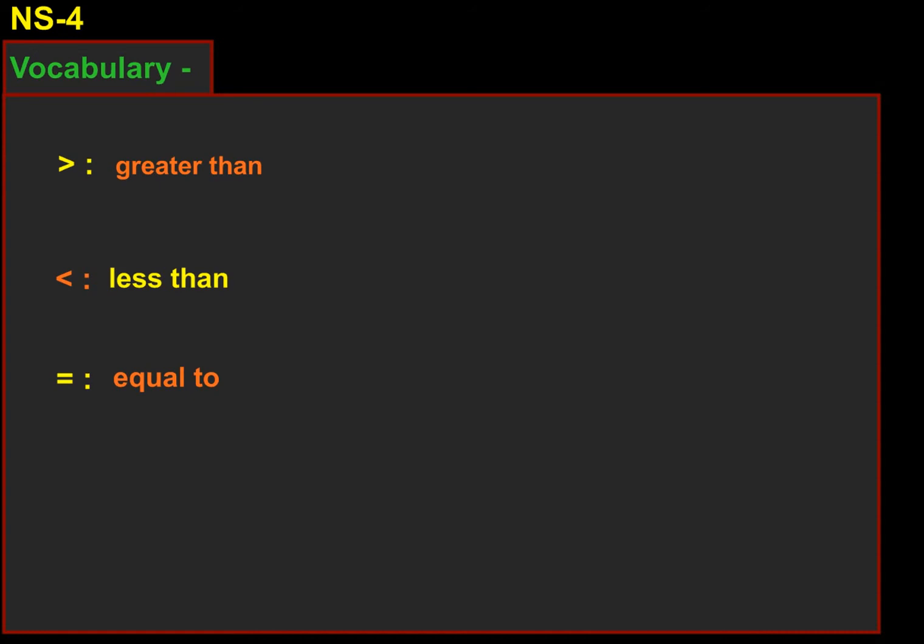And with the greater than and less than signs, you need to realize that we're always talking about the number that comes before the sign and then the number that comes after the sign. So when the sign is opened to the first number, that means the first number is greater than whatever number is going to come after it. When the sign is closed to the first number, it means that the first number is smaller than whatever comes after it.